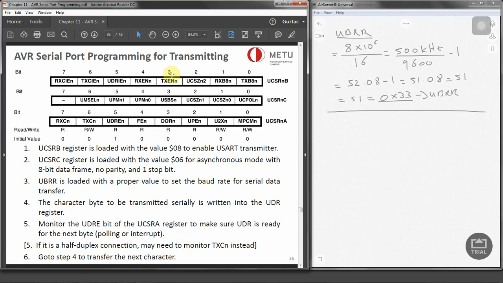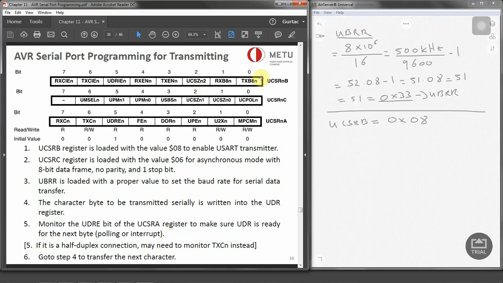So what do we need to do? We need to set UCSRB. In the UCSRB register, we need to set the transmit enable. So that's going to be 0x08. Only that bit is going to be set. So 0000 1000 has to be set.